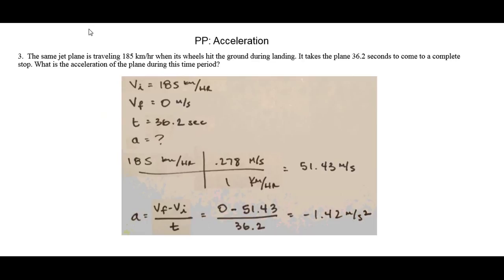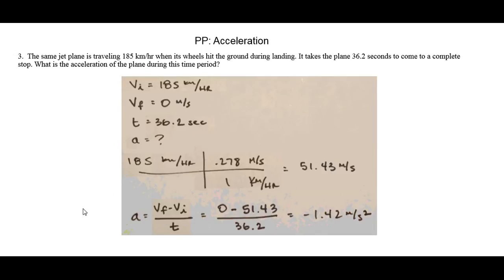Next one, acceleration. A jet plane traveling 185 kilometers per hour is landing. It takes 36.2 seconds to come to a complete stop. What is the acceleration? So again, this 185 kilometers per hour is not an average velocity over this whole period of time. It's an initial velocity at the beginning of the time period. It's going to stop, so its final velocity is 0 meters per second. The time is 36.2. We want to know the acceleration. 185 kilometers per hour needs to go to meters per second because we always want meters and seconds. So therefore it's 51.43 meters per second.